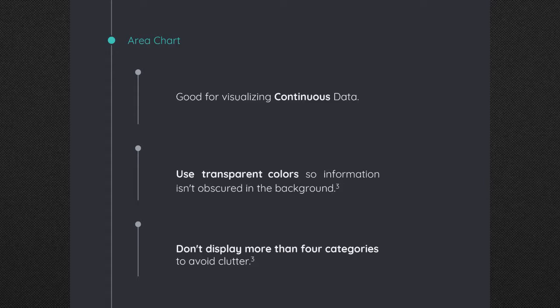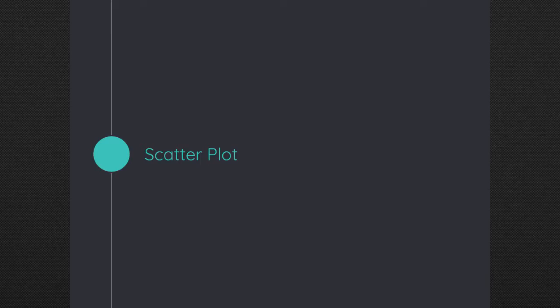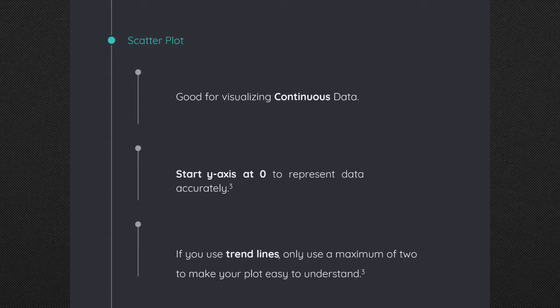Now, let's go over scatter plots. For my example, I'd bring back our favorite datasaurus. These are also good for visualizing continuous data. Again, start the y-axis at 0. I repeat these because it's actually a big deal. And if you use trend lines to show the user how the data is distributed, use a maximum of 2 so you make the plot easy to understand and not so cluttered.